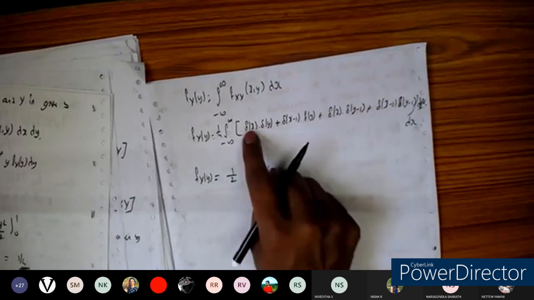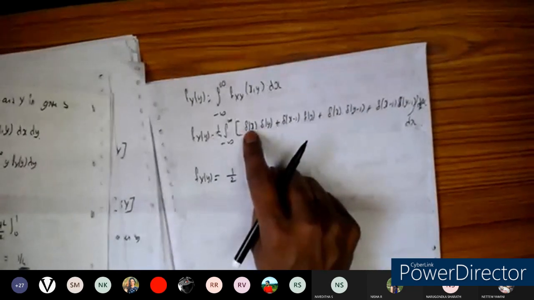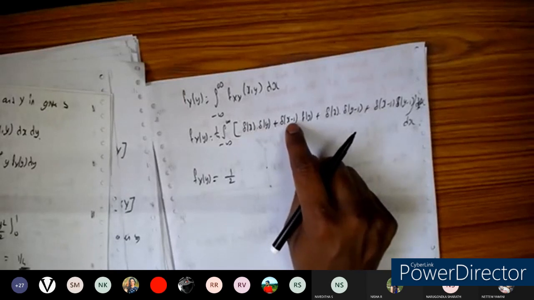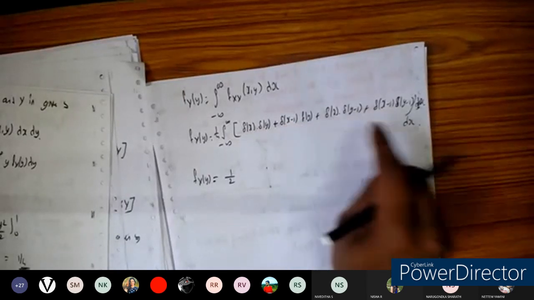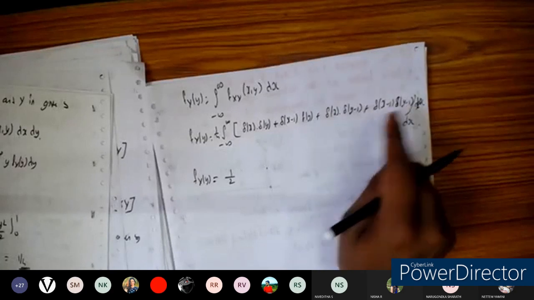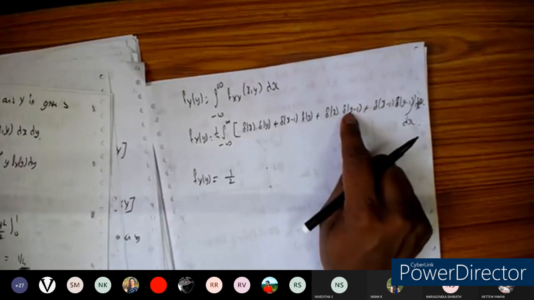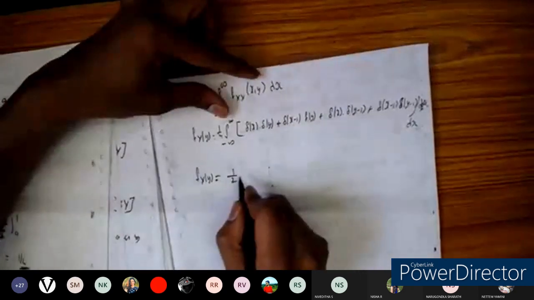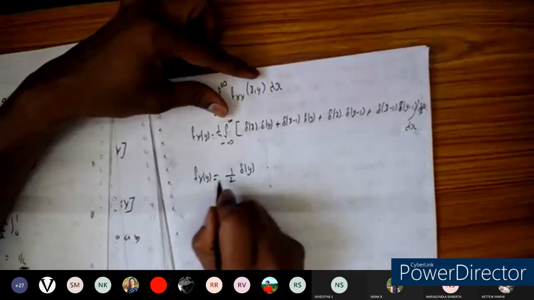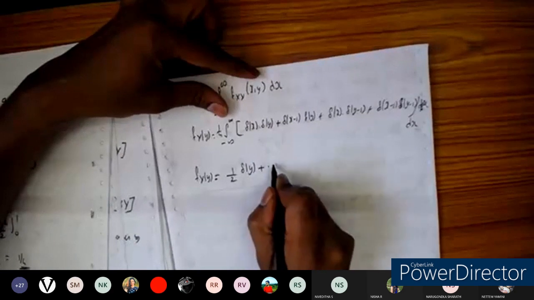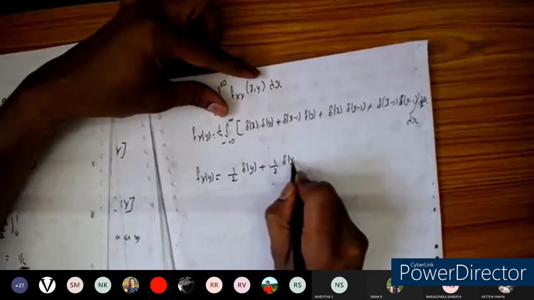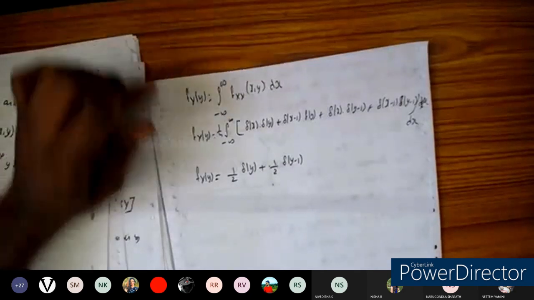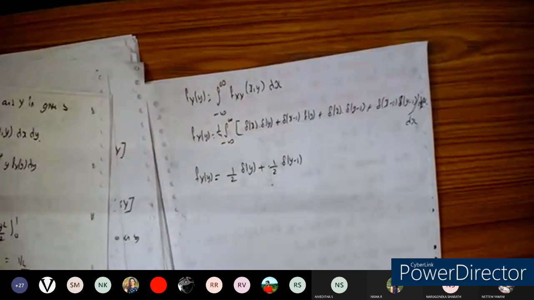In a similar way you can integrate. The integration of delta of x is nothing but 1 here. Delta of x minus 1 is nothing but 1 at x equal to 1. So delta of y minus 1 will become 2, and delta of y will become 2 times here. So it will become 1 by 2 into delta of y plus 1 by 2 into delta of y minus 1. So these are the marginal PDFs you are going to get here. Marginal PDFs.